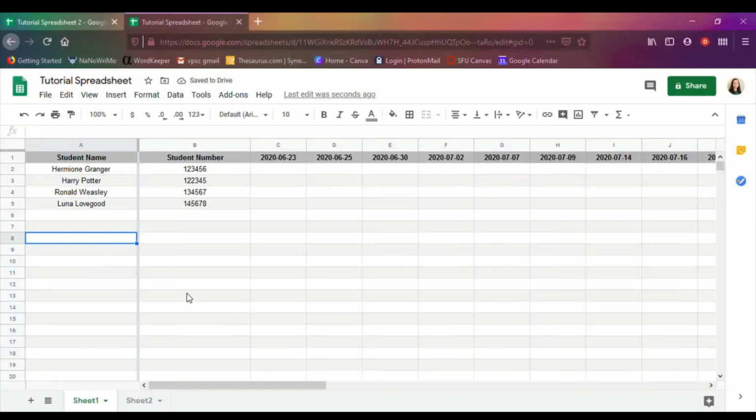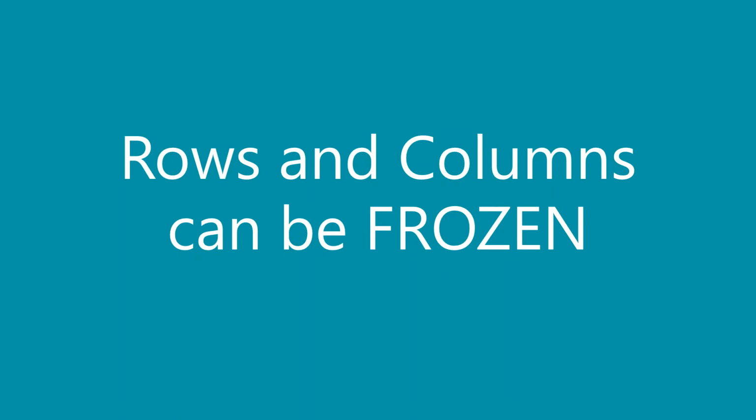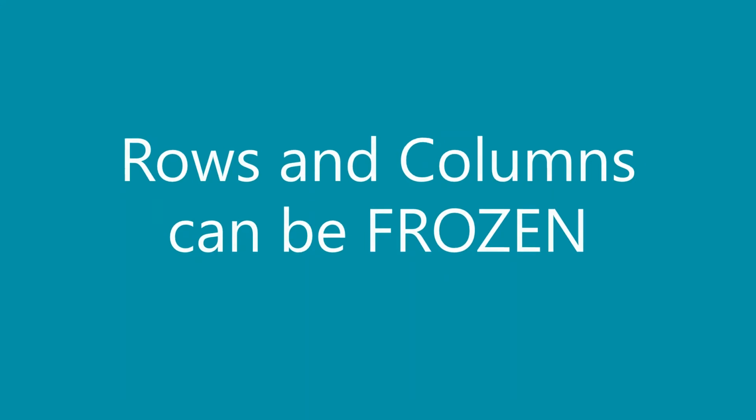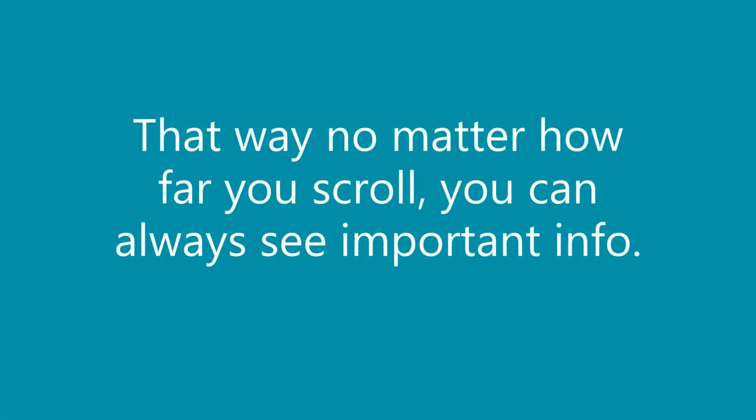To recap, rows and columns can be frozen. That way, no matter how far you scroll, you can always see important information.